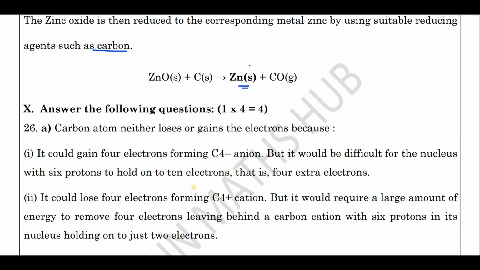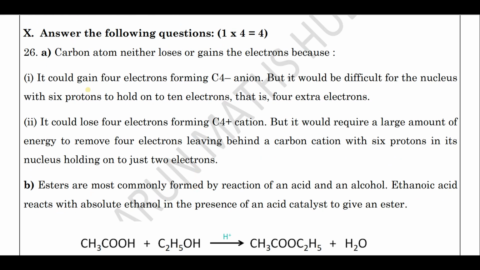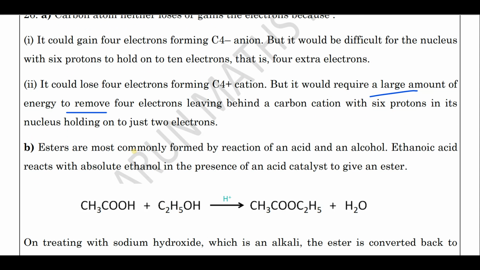26th question: carbon can neither lose nor gain electrons, because to gain 4 electrons, it would be difficult for the nucleus with 6 protons to hold on to 10 electrons. To lose 4 electrons, it would require a large amount of energy. That's why it cannot lose or gain electrons.